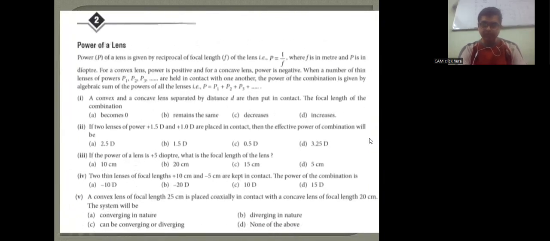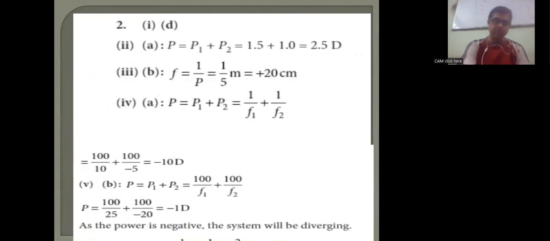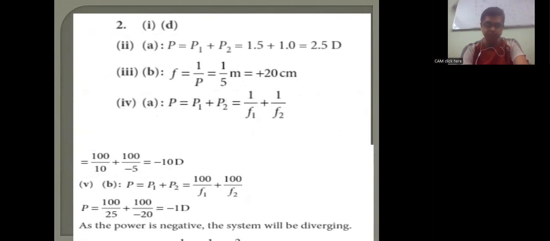Two thin lenses of focal length 10 and minus 5, with a plus 10, that is convex lens, minus 5, that is concave lens, are in contact. The power of the combination would be, apply 1 by f equals to 1 by f1 plus 1 by f2. 1 by f is referred as power. So you can calculate, these have to be in meter. So you can calculate the power of the combination, that is minus 10 diopter. Now come to fifth one.